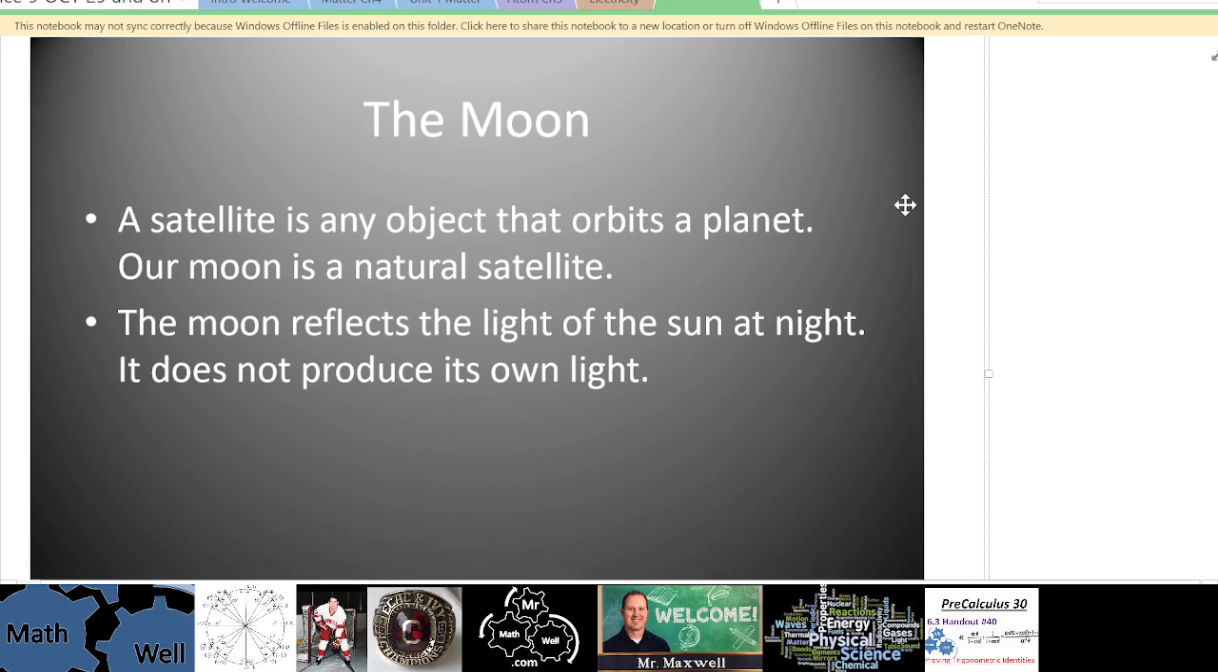All right, the moon, a satellite, is any object that orbits a planet. Our moon is a natural satellite. So you've heard about satellites: TV, radio communication, cell communication, all that sort of stuff. These are man-made satellites that we put in orbit. So we basically fire them off on a rocket and let them float up in space. And we put them at a certain position so that they would orbit the Earth and they would keep in their orbit.